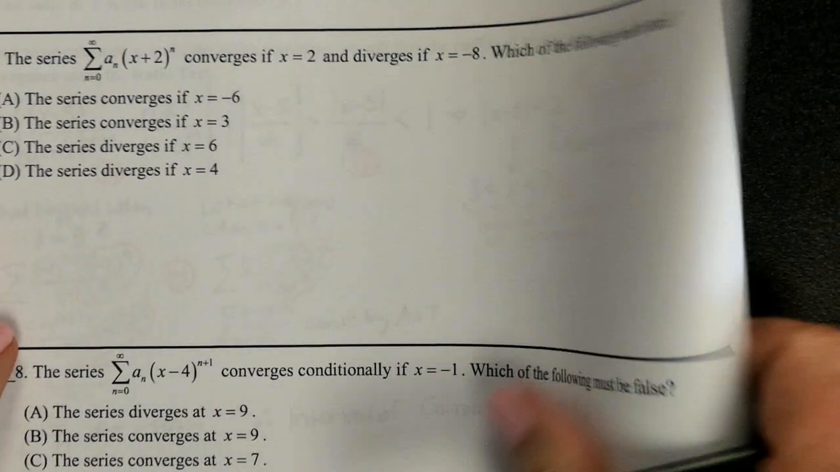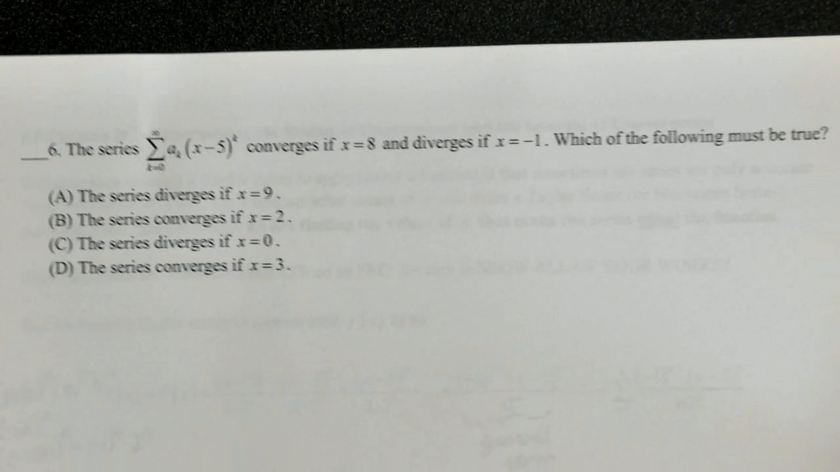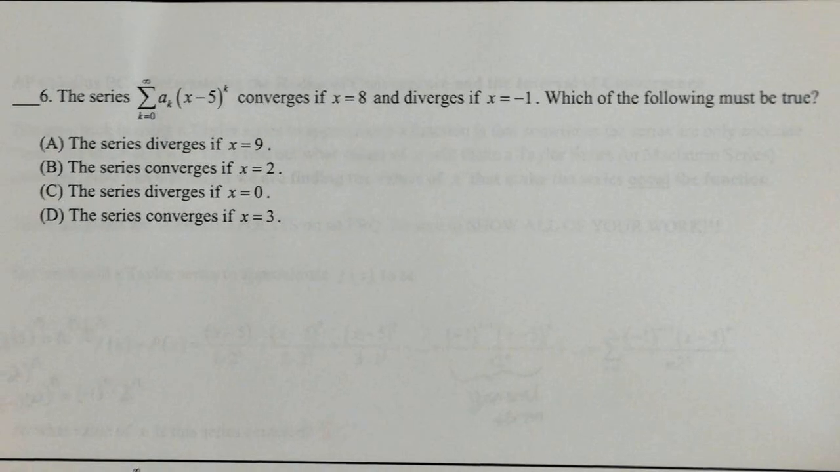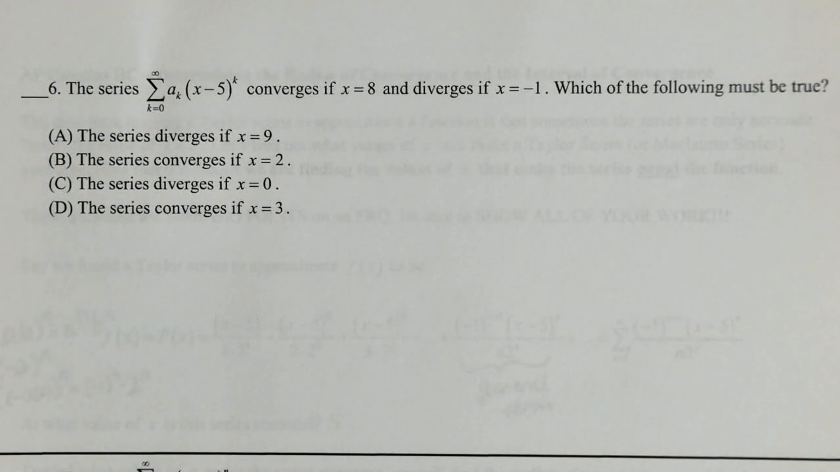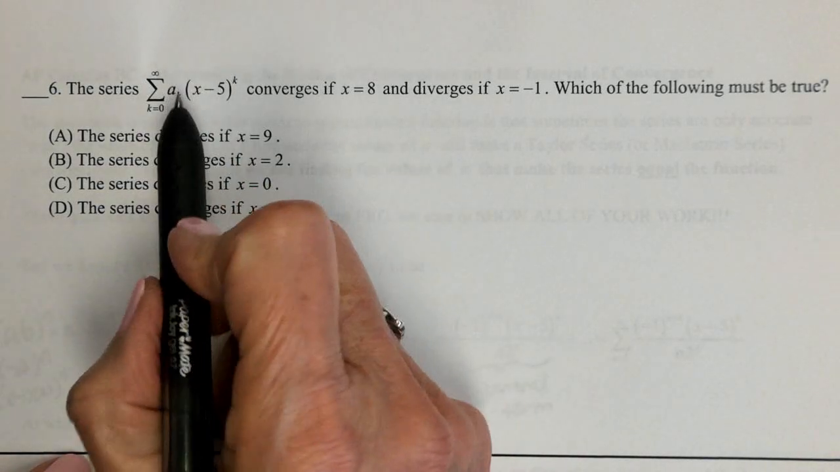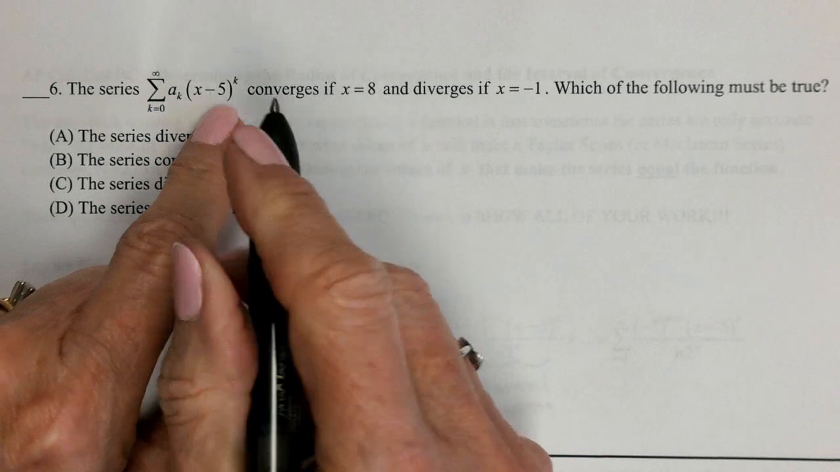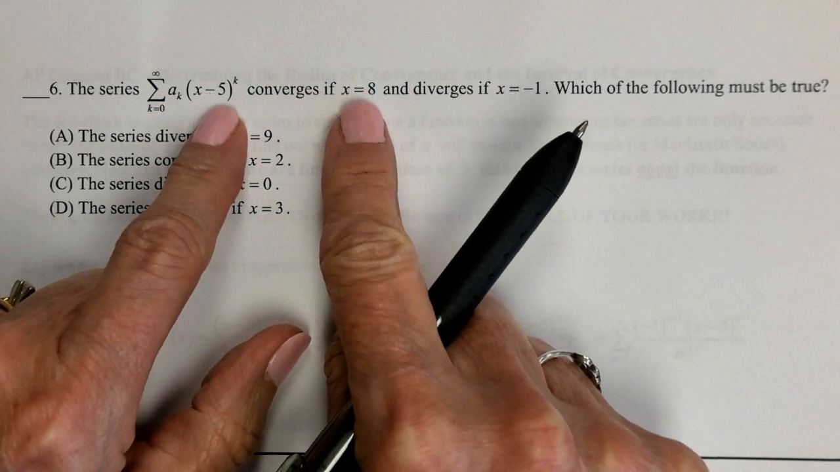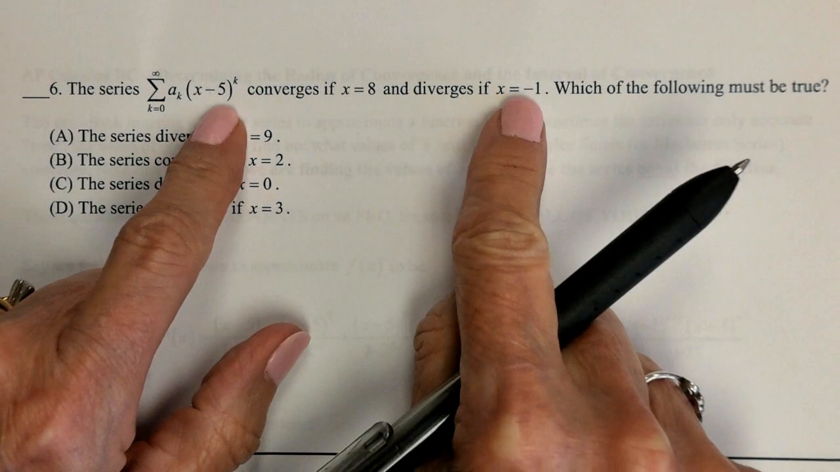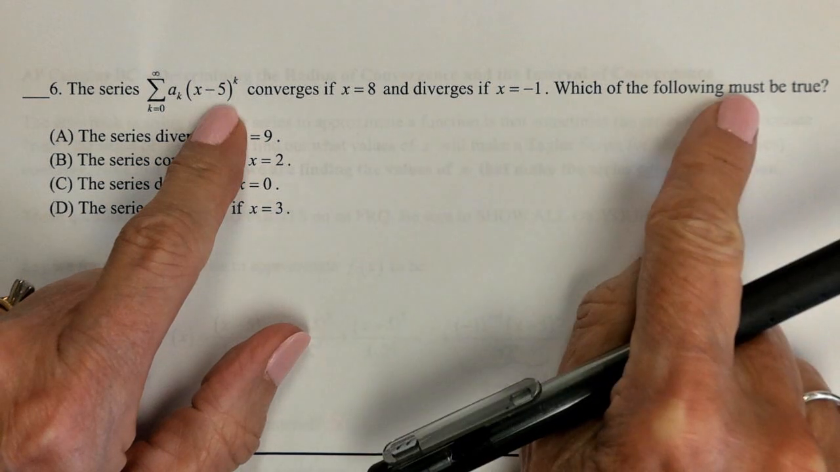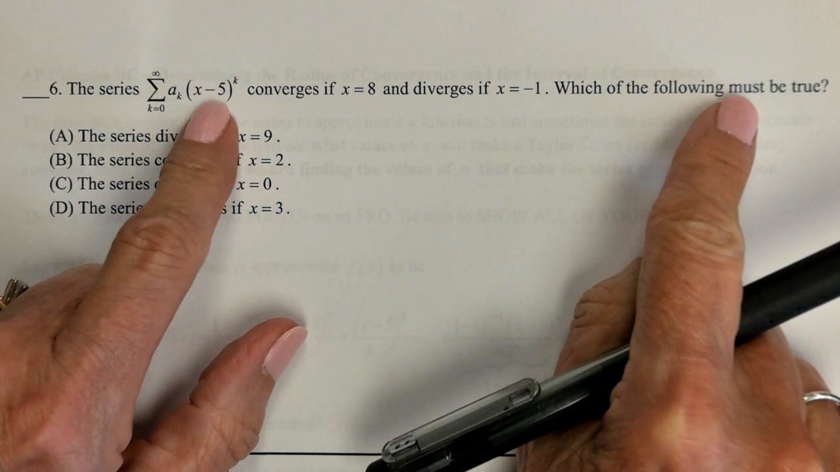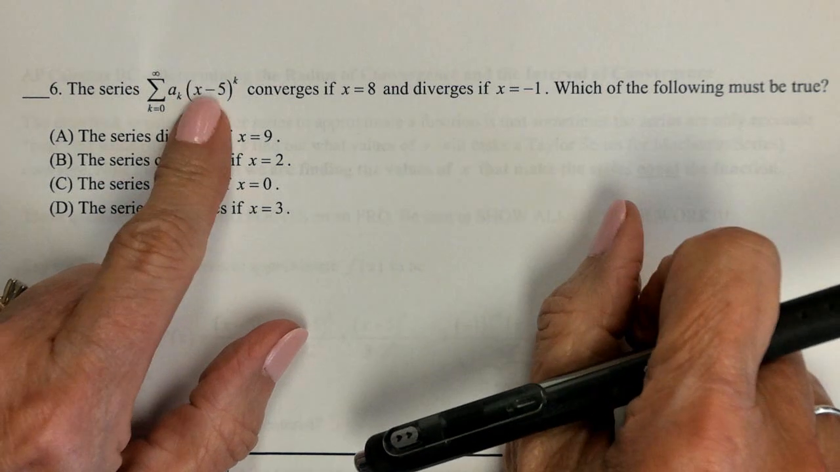Okay, there's one other way that AP can ask us questions. I'm sure there's more than one, but this is one other way that they can ask questions. What if they tell us this is the series? I know what the center is. The center is 5. It converges at 8, but diverges at -1. Which of the following must be true? Well, if it converges, I know the center is 5.